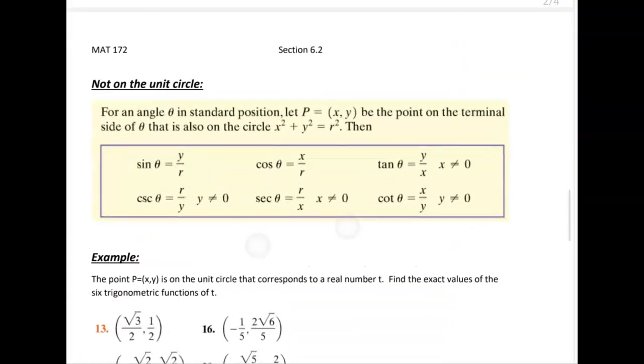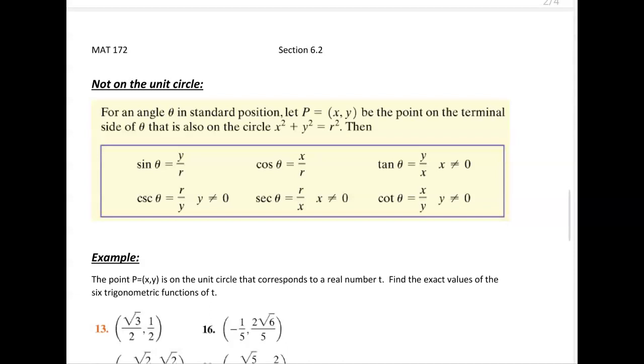So really everything goes back to what if it's not on the unit circle? And this is what I want you to really know. These are the definitions that you really need to focus on. What if it's not on the unit circle? Because it can be on any circle.